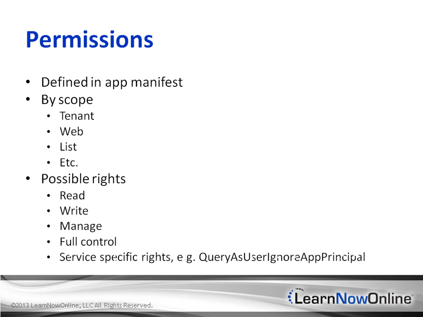There are also a whole set of service-specific rights. For example, for search, there's one called Query as User, Ignore the App Principal. And what that means is that when the app issues a search query, it's going to run as the user and completely ignore the fact that it's being issued by an app at all, so that security trimming works for the user instead of for the app.